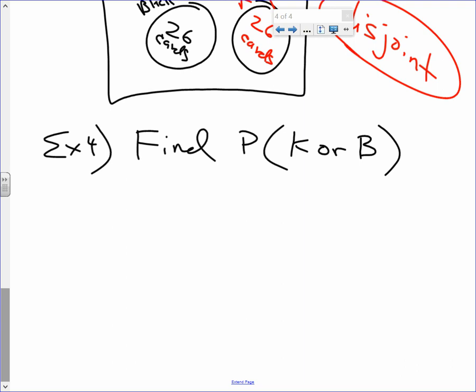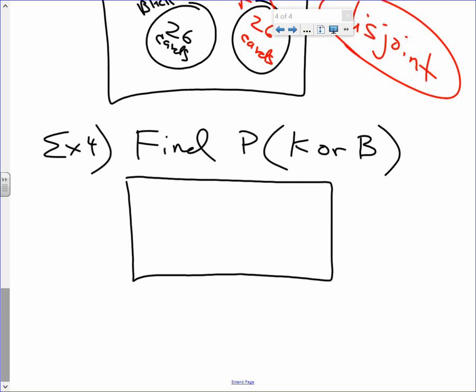We're actually going to find the probability now. I'm not going to draw a Venn diagram. Actually, let's draw the Venn diagram, and then we'll come to the probability. So we got king here, that's one category. We got a black over here, that's the second category.